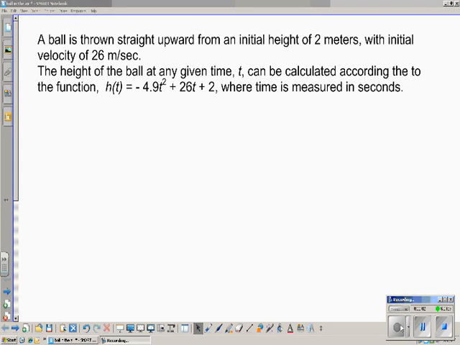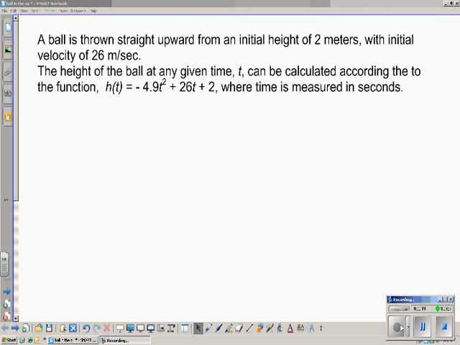Okay, so what we've got here is a classic quadratic application problem. This is a ball being thrown straight upward. Sometimes this will be a model rocket being launched or a rock being dropped or any variation of this. It's a projectile motion problem.